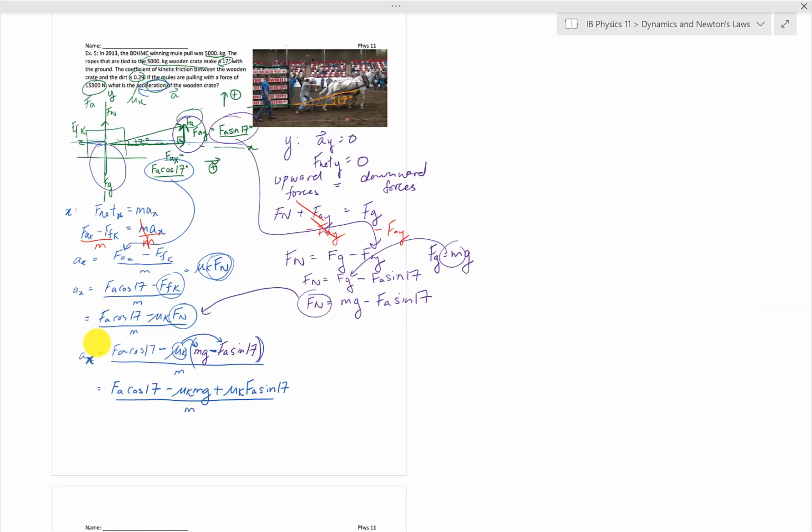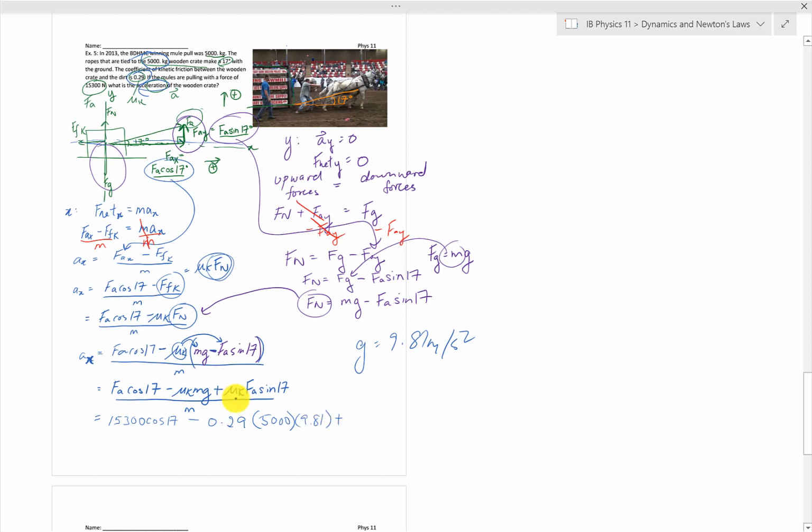Phew, this is the final step where we get to substitute in all our numbers to calculate the acceleration of the wooden crate. We have the applied force, which is 15300, cosine 17, minus mu k, which is 0.29. The mass of the crate is 5,000 kilos. Oh, and right, gravity, we know that, 9.81 meters per second squared. I'm running out of space, so I'm not writing in units.